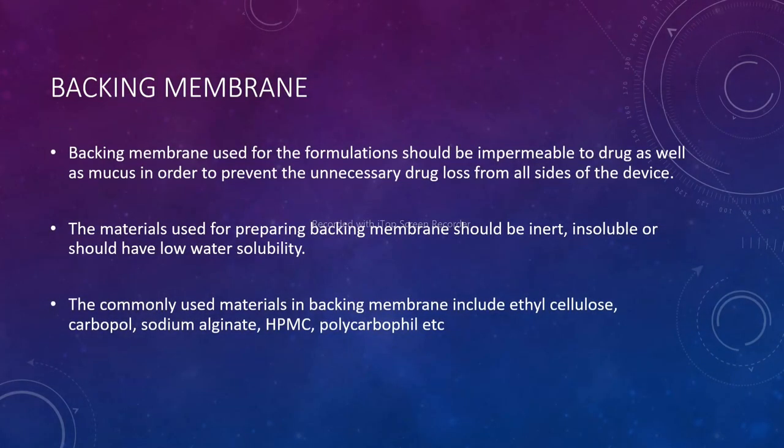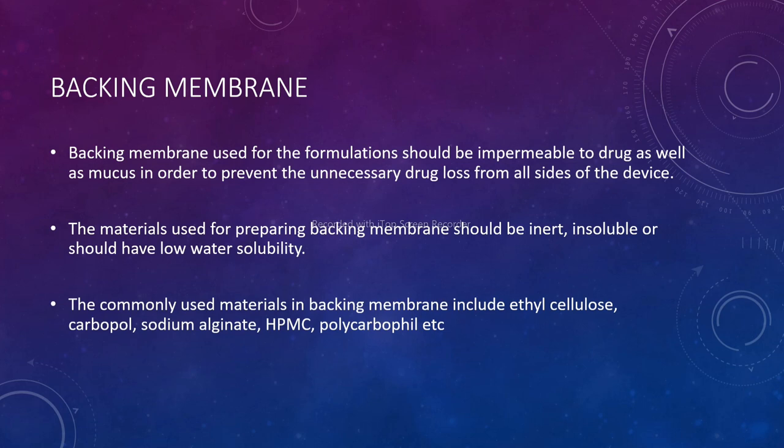Backing membrane is used for the formulation. The backing membrane is a substance made to stick at the back of your dosage form so that your drug always follows one directional flow. The best example is when you have a throat problem or coughing, there is a lozenge which is used. When you take it through your buccal, it will stick to your buccal, but it doesn't have any layer at the back of the lozenge. So the lozenge will always try to release from all directions.